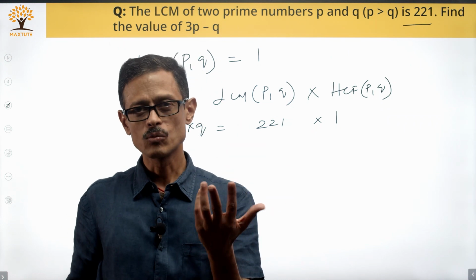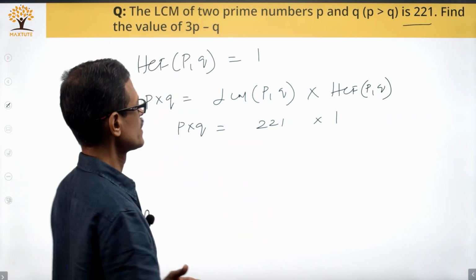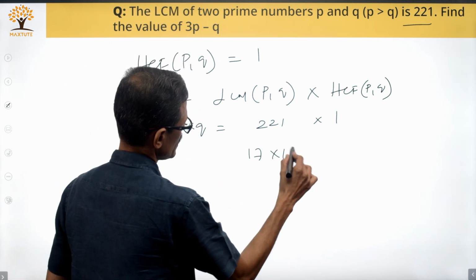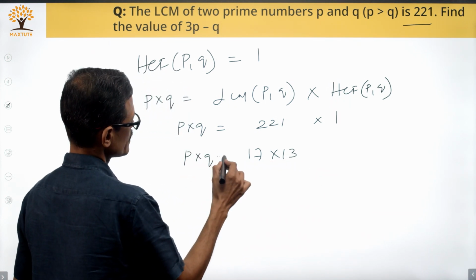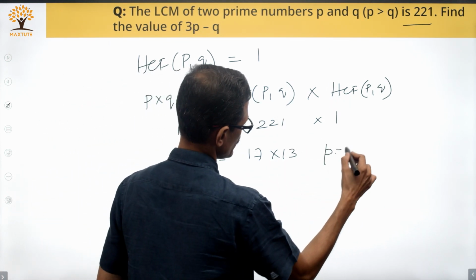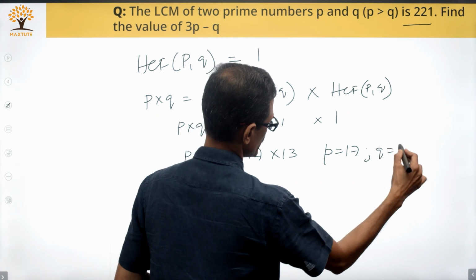Just quickly run through it. What would make that happen? 17 into 13 is what will make it happen. They have essentially said that p is greater than q, which means that p is equal to 17 and q is equal to 13, right?